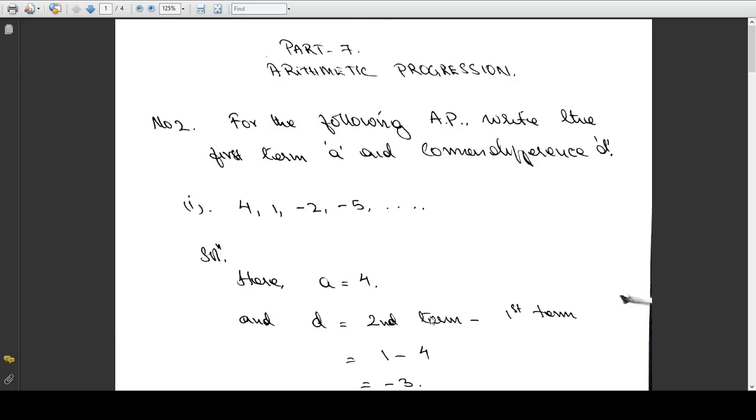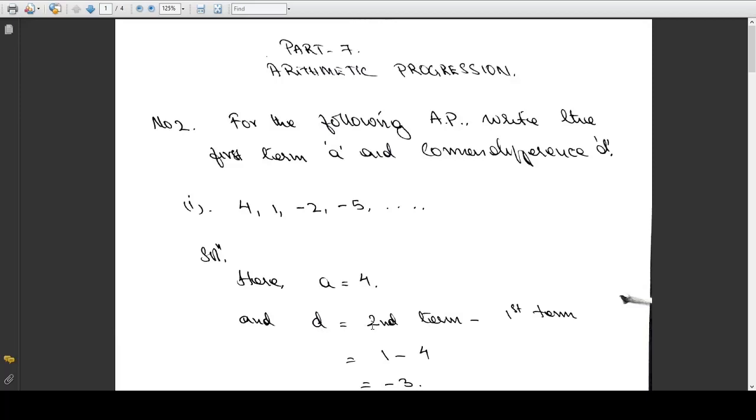Here we have, for the following AP, write the first term A and the common difference D. Okay, now the first one is given: 4 is the first term, the second term is 1, the third term is -2, and the fourth term is -5. Now in this given AP, what is the first term? A is 4.